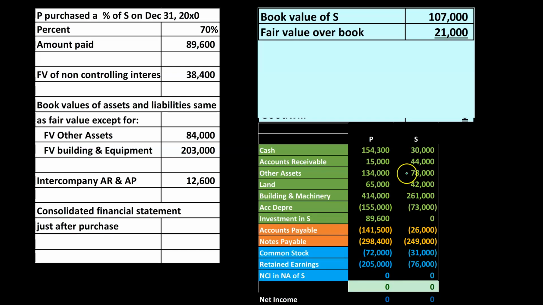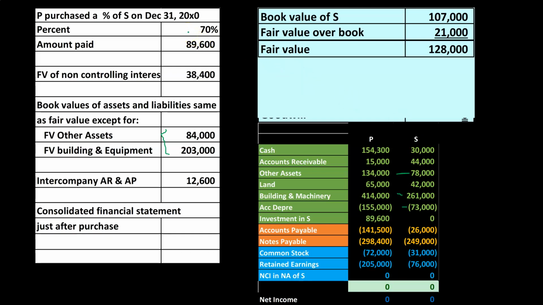So in other words, we're adding this number plus this number minus this number, and then adding these two together, and then subtracting those two totals to give us the change, which is going to be a $21,000 increase in the fair value over the book. That means the fair value then, if I was to revalue this thing on a fair value basis for S, would be $128,000. And then we're saying that we have a 70% interest.